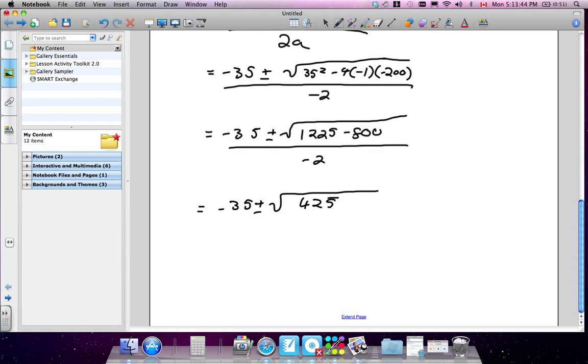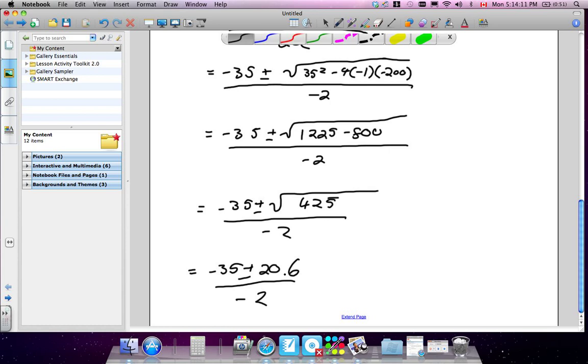Oh, you already got it? Good. I'll do this next one. So now, the root of 425 is 20.6. We're going to do this two ways. Negative 35 plus or minus 20.6. And just because you said your teacher likes things in radicals, our other option is negative 35 plus or minus the root of 425.